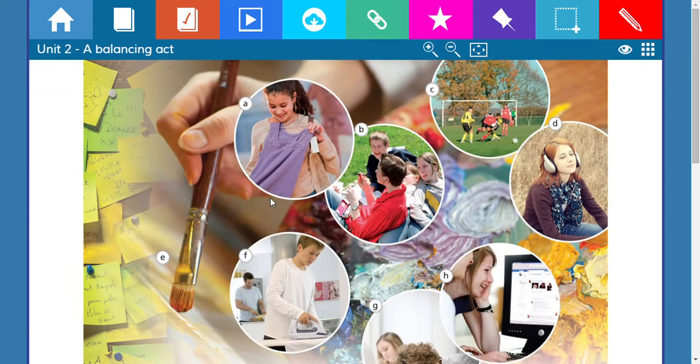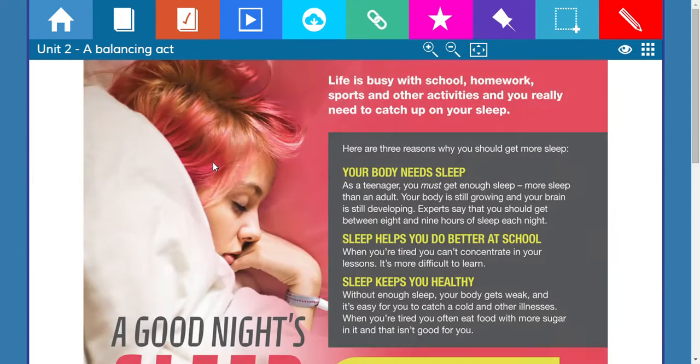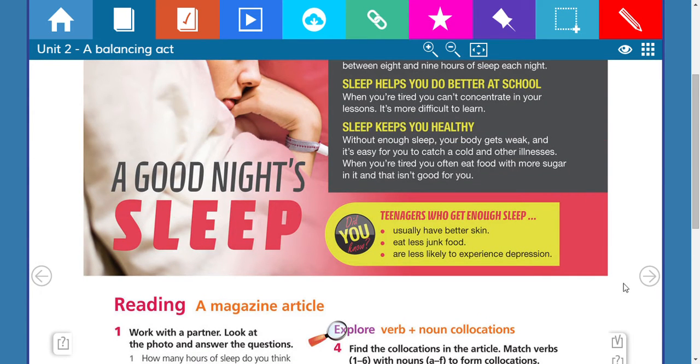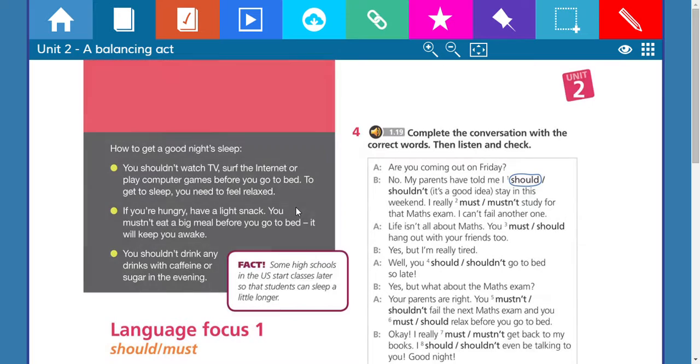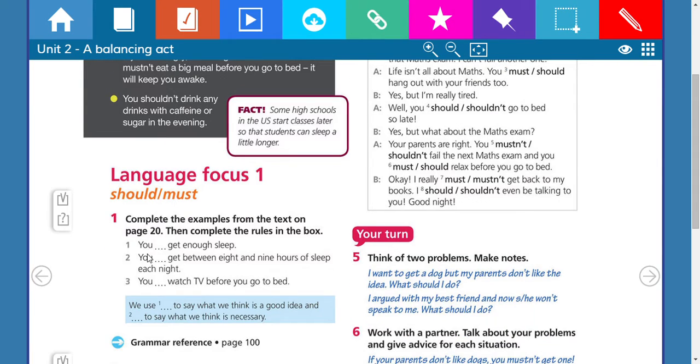We continue with this vocabulary, priorities, like do sports, shop for clothes, hang out with friends, do something creative, get enough sleep, have time for yourself, help around the house, chat with friends online. We did a reading activity about sleep. We continue with language focus number 1, should and must.